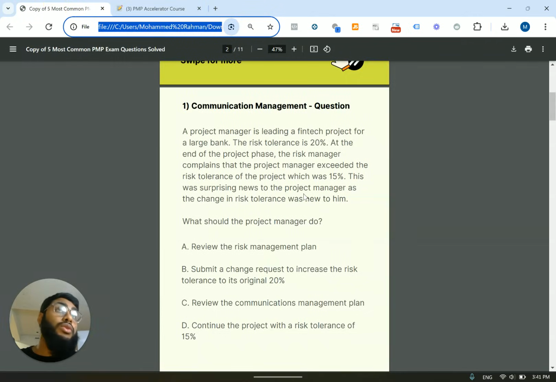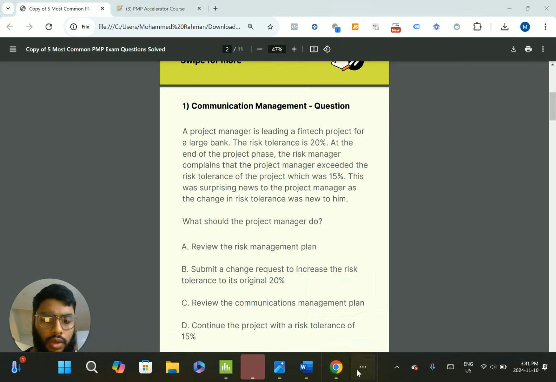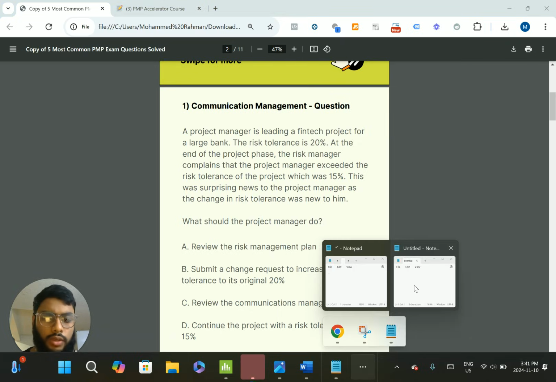Number 3, we want to choose the answer that best solves the problem. So we're going to work on these 3 steps with these 5 questions. And let's start over here.